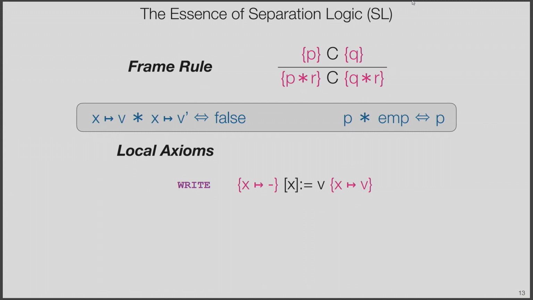So for instance, when I'm trying to write to heap location X, and I have ownership of location X, denoted by this X points to here, I think this is going to be useful.